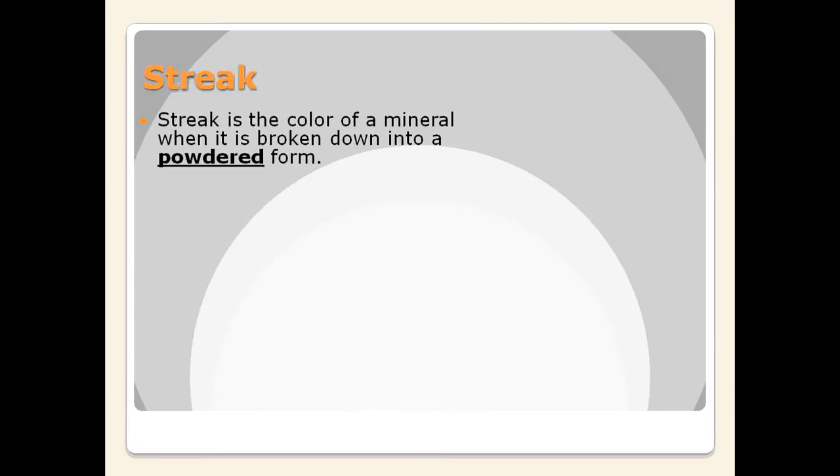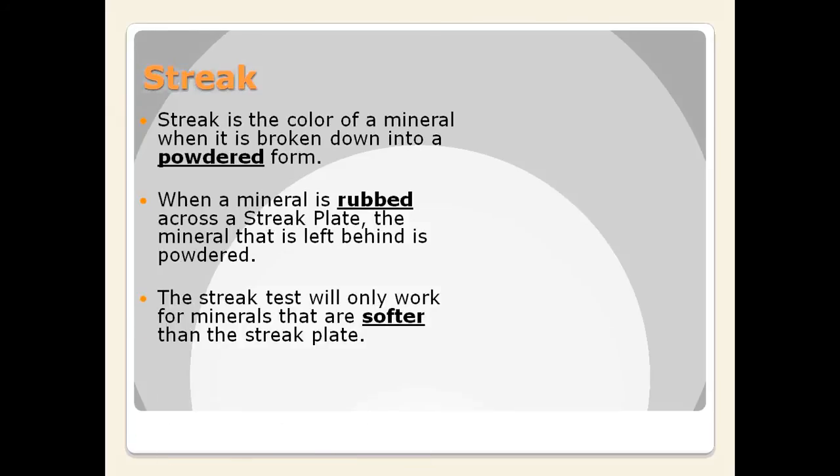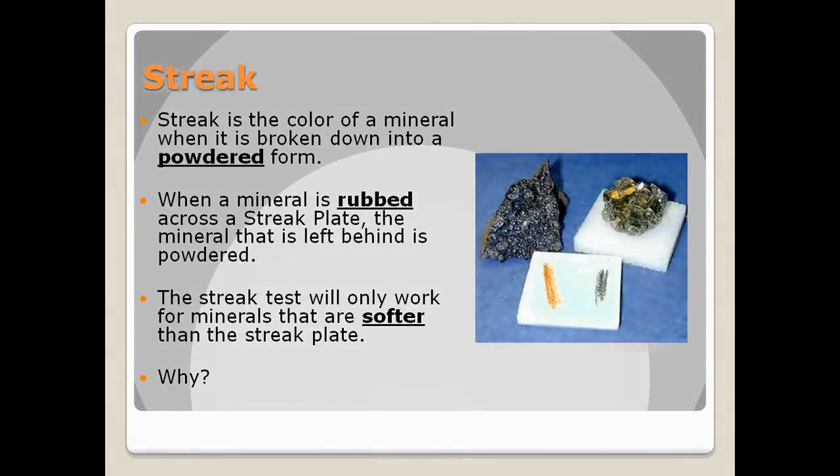Now, another feature that can be used to classify minerals is that of streak. Streak refers to the color of a mineral when it is broken down into its powdered form. When a mineral is rubbed across the streak plate, the mineral that is left behind is powdered into a streak form. This streak test will only work for minerals that are softer than the streak plate. Now, the big question here is why? Obviously, if you have a harder substance that is working on a streak plate, it may not work successfully in the case with the mineral. So that's definitely a concern when you're rubbing the mineral.